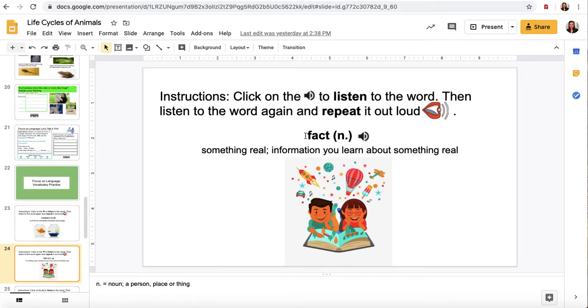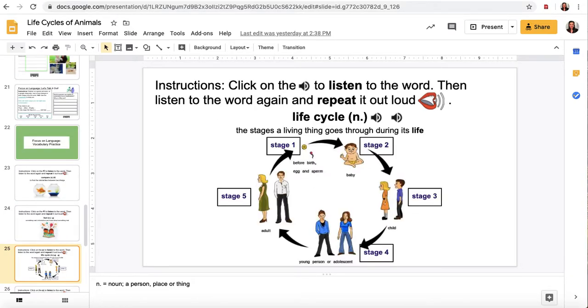Another vocabulary word is fact. Something else we've also talked a lot about when we've talked about opinions, right? Whereas opinions are someone's thoughts or feelings, facts are something real, information you learn about something real. Life cycle. That is the stages a living thing goes through during its life.